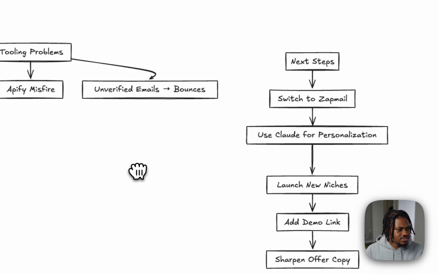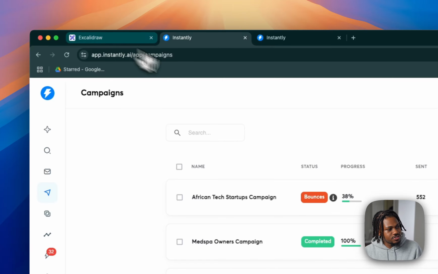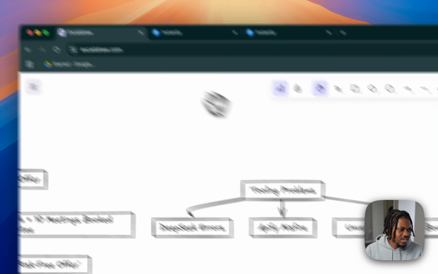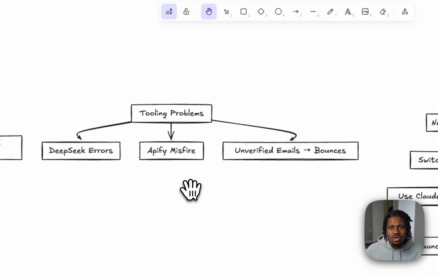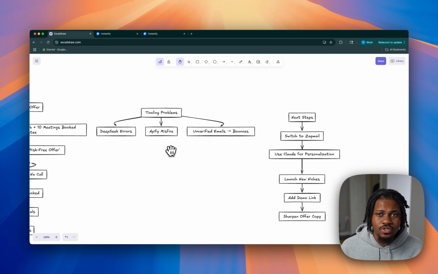Another issue I had was unverified emails, and that leads to bounces. So you can see one of my campaigns actually has a bounce warning. I'm just going to show you that here, right? And that happens. You can actually turn it off. Sometimes you can. It's really up to you. If you want to play more risky with your domain, you can turn off the bounce protection and then just send the emails off.